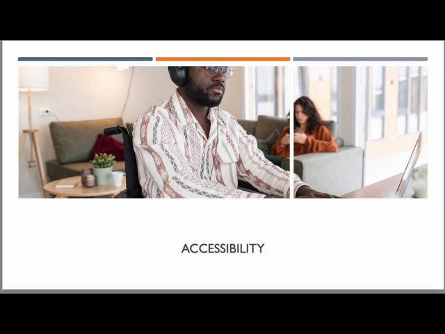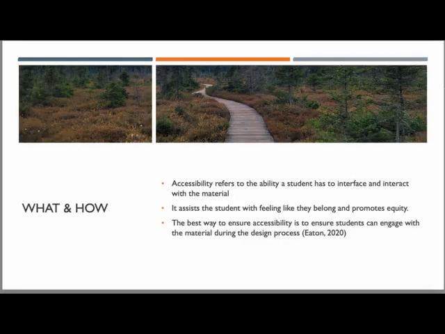In the area of accessibility, it is important to know that this refers to the ability a student has to interface and interact with the material. This is vital because when done properly, the student feels like they are a part of the classroom and they don't feel a separation between them and the other students in the classroom.